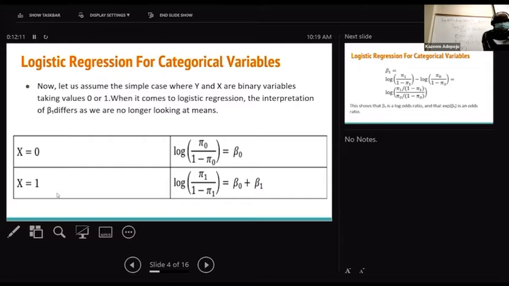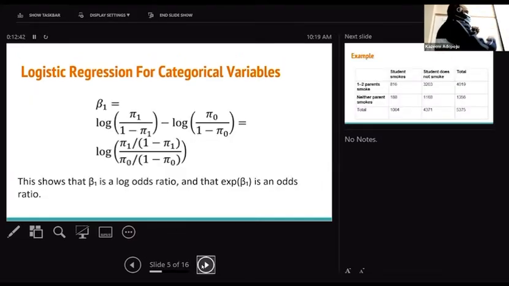Give me 1 second, I'm going to write something really quick. If I have beta naught plus beta 1, and I have beta naught, and I want to get beta 1, what am I going to do? It's going to be beta naught plus beta 1 minus beta naught. This cancels that. What do I have? Beta 1. That is what I'm trying to do here.